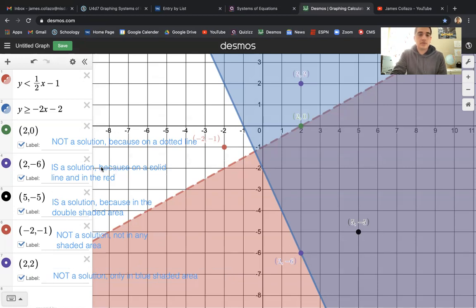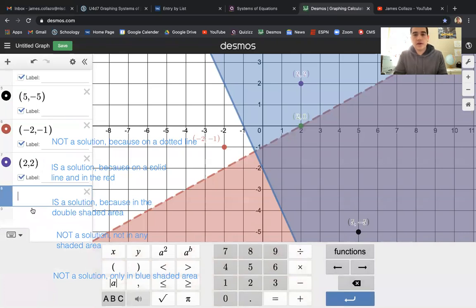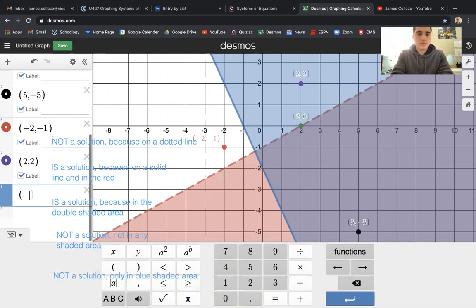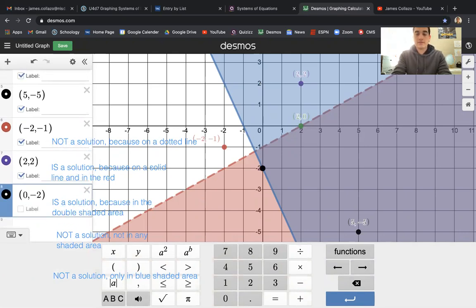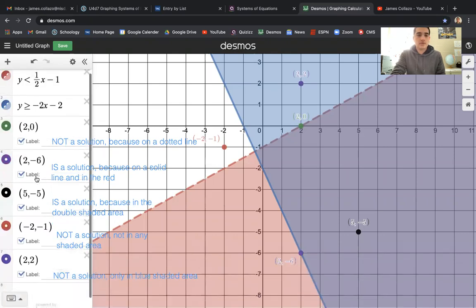So let's do one more point here. If I had the point 0, -2, that's a solution. That's on the solid line touching the double shaded. But if I have this, -1, 0, that's on a solid line, but it's not touching the double shaded. So that is not a solution. Okay, so it's a little funky, but hopefully this helps a little bit.